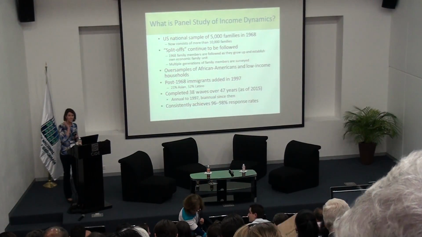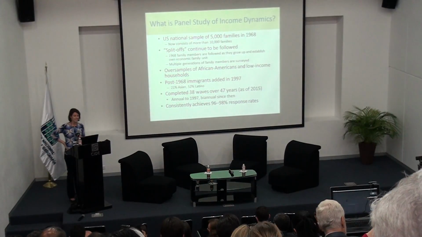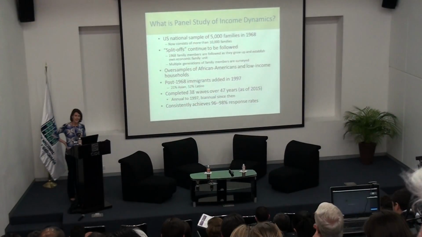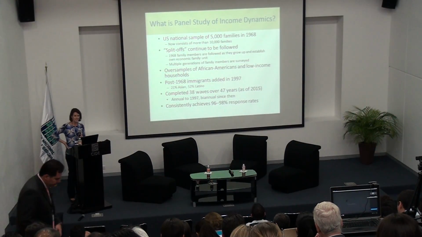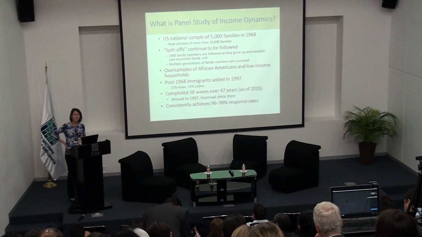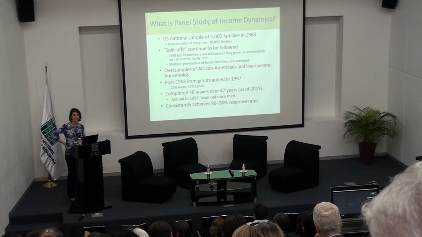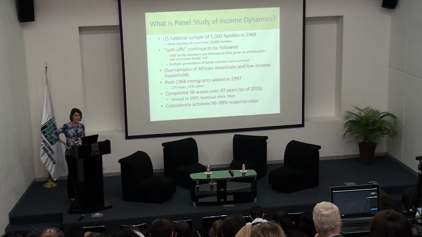So the Panel Study of Income Dynamics, as many of you may know, is a U.S. national sample that began with 5,000 families in 1968 for many of the reasons that we've heard about from Linda and Luis earlier today, particularly to understand poverty dynamics and to understand the risk of falling into and the mechanisms for moving out of poverty over the life course and over time.